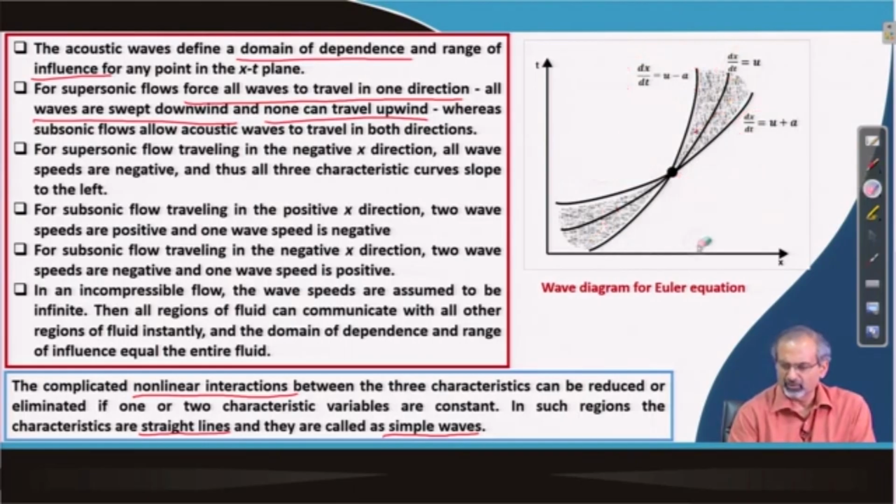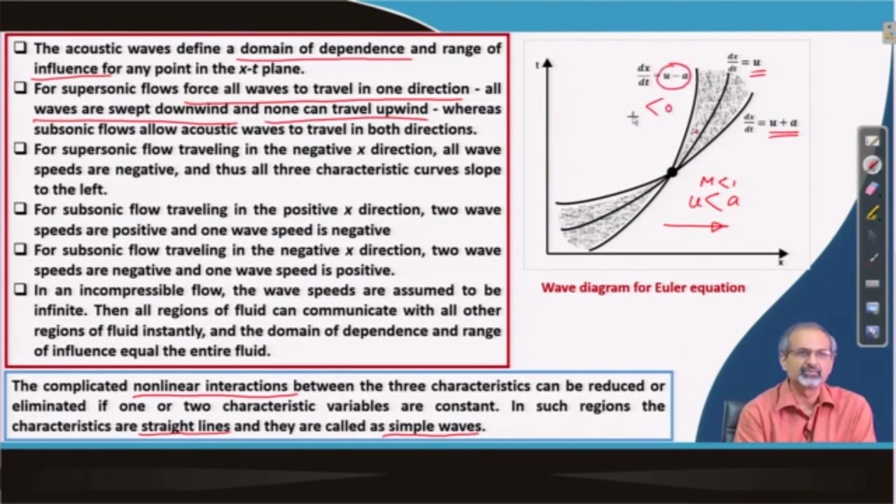The moment it is subsonic flow, you have to remember that if you look at these values, then these values will remain positive as long as you are moving along the positive x direction, and remember that your u is less than a, because you are subsonic, your Mach number is less than 1. Now, what will happen to this? This will become less than 0. So, naturally two waves will slope along the flow direction, while one will slope the other direction. So, that is what happens when you have a subsonic flow traveling in the positive x direction. So, two wave speeds are positive, one wave speed is negative, and accordingly their slopes.